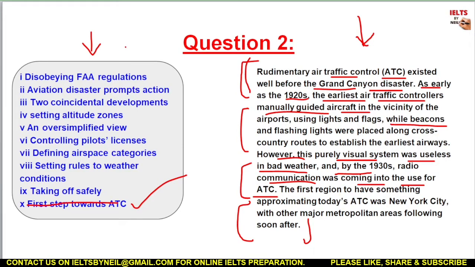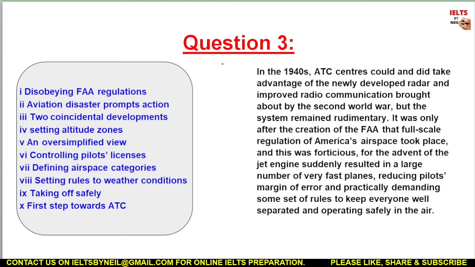Now I'm going to do one more with you, and then I'll give you one. Let's break it into small parts. We'll read until here, then until here, then until here. All right, from here let's begin. In 1940, ATC centers could and did take advantage of the newly developed radar and improved radio communication brought about by the Second World War. Meaning because of the Second World War, there were newly developed radar and radio communication systems.